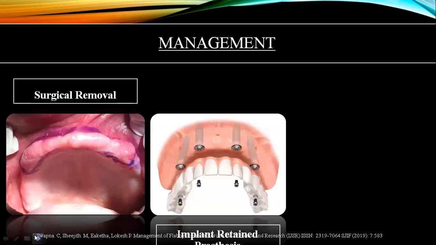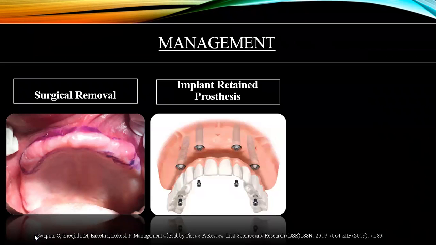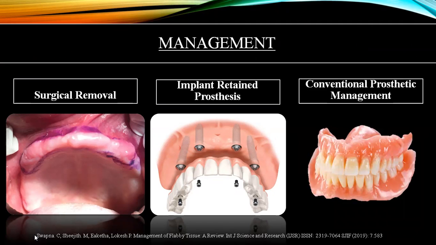Second approach is an implant-retained fixed or removable prosthesis, which offers better retention and stability, but factors that must be considered are surgical factors, general health of the patient, risk of surgical complications or implant failure, and patient's convenience. And the final one is a conventional complete denture prosthesis without surgical intervention.